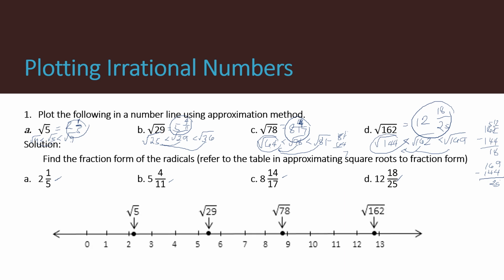So for letter A, 2 and 1/5 is approximately here. We write the original given, which is the square root of 5. Okay, so it's up there. And then we have the value of the square root of 29, again 5 and 4 over 11, so it is approximately in this part. The square root of 78 is equal to 8 and 14 over 17, so it is approximately in here. And then the square root of 162 is approximately 12 and 18 over 25, so it is approximately in this part. All right, so that is how you plot irrational numbers.